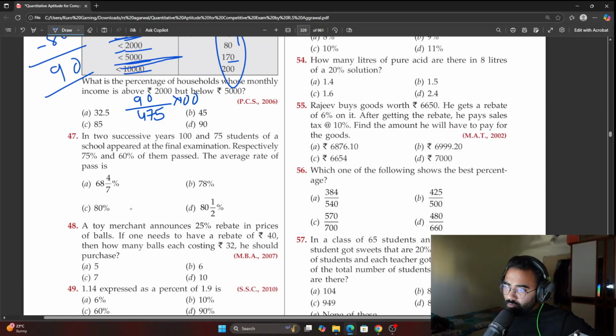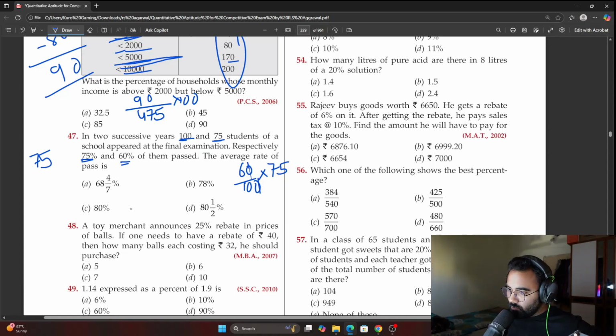So first we need to know what is the number of students that passed. Now in the first year, 100 students appeared, out of which 75% passed. So what will the total number of students passed? 75. In the next year, total number of students that appeared were 75. And how many of them passed? 60%. So you must calculate 60% of 75. That is 60 upon 100 into 75.